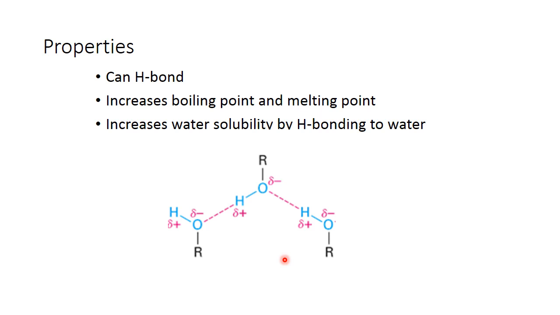So this characteristic is important because it increases both the boiling point and melting point. This increase is very large for small molecules, something like ethanol. It has a molar mass of about propane, whereas propane's boiling point is way below 0, and ethanol actually has a boiling point of about 80 degrees Celsius. So there is a huge impact due to this hydrogen bonding between the alcohol groups.